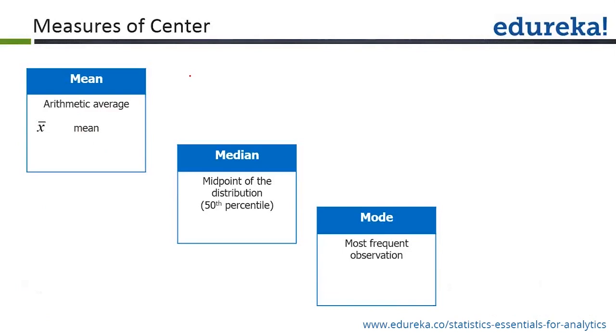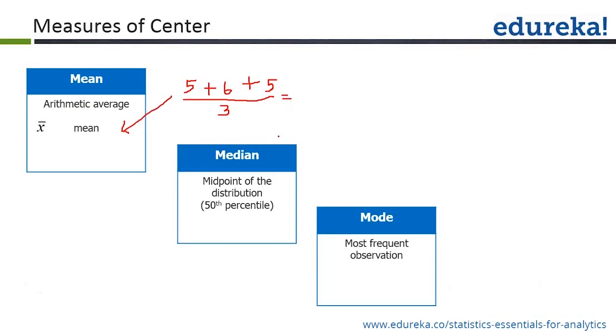Let's assume the heights of a few people are measured: one person's height is 5, another person's height is 6, and the other person's height is again 5. When you're talking about the mean or the arithmetic average, you just add these numbers and divide by the total number. This is the arithmetic mean. The mean in this case will be 16 by 3, so it comes to 5 point something, correct?